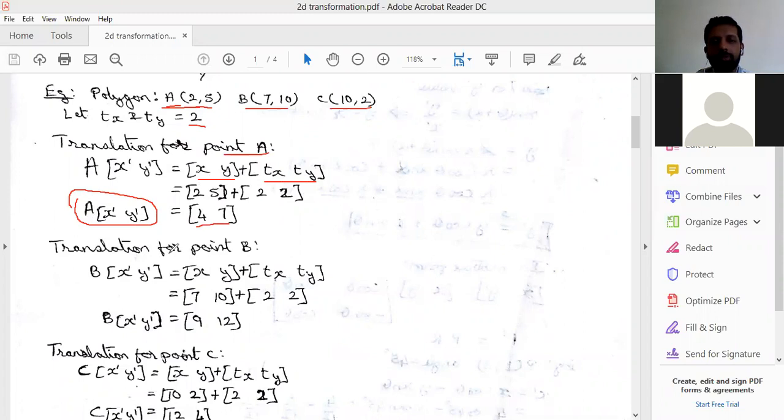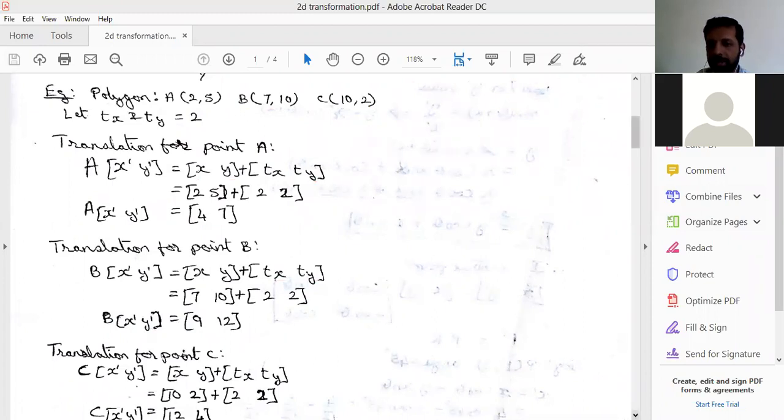Similarly for point B, the initial value is 7 and 10, and the translation values are 2 and 2. Now when we add, 7 plus 2 will be 9, and 10 plus 2 is 12. So the new value after translation for point B will be 9 comma 12. And similarly, it is the same case for point C. So however many corners or points there are in the object, when we go into move, this is what happens inside the system. This is how it is going to calculate.